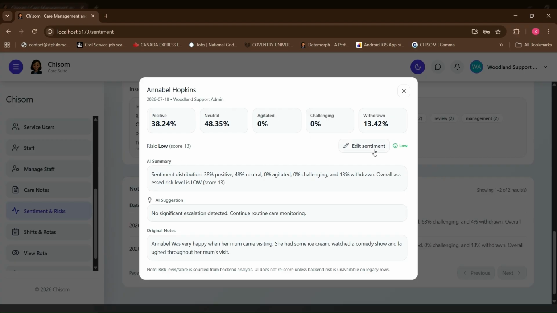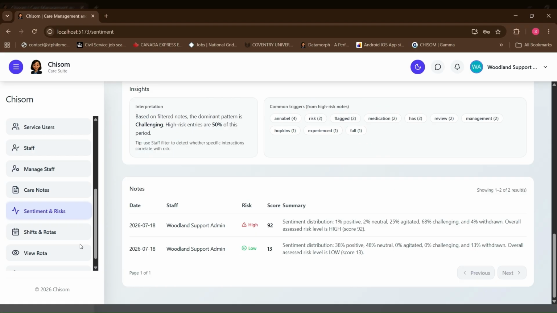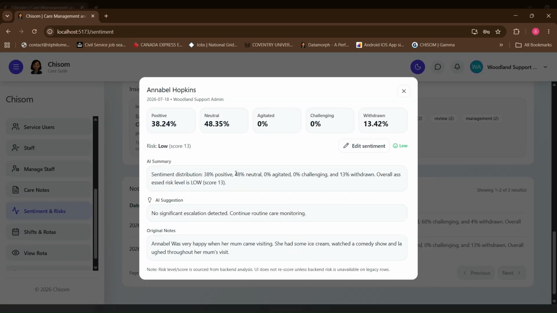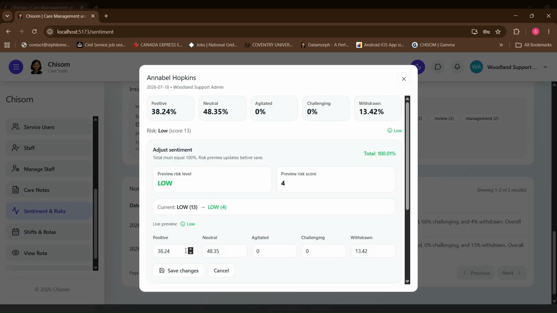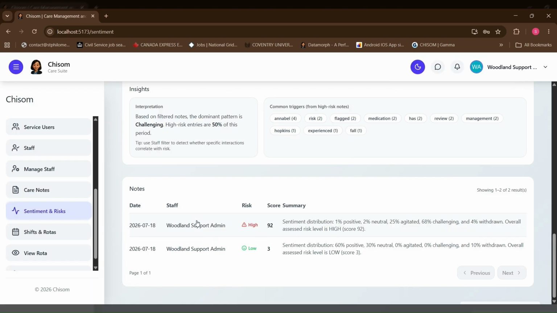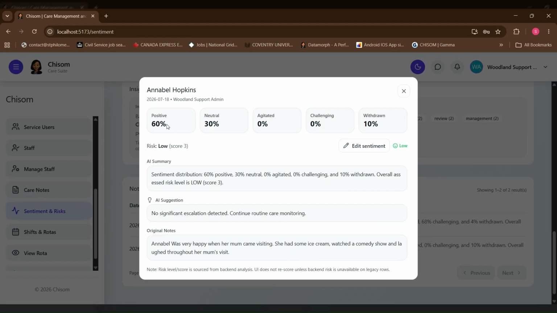But then if management is not okay with this, maybe we can change it. These are just based on the AI score. So we can come and make positive, let's say 60, right? Then we can make neutral, let's say 30, right? We can make withdrawn 10. So if I come over here and save, now the score has reduced to 3. So when we click on it, now positive 60, neutral 30, withdrawn 10.